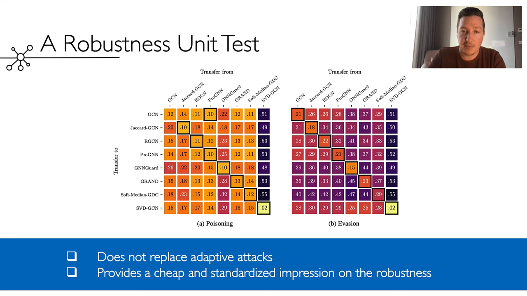Since we evaluated many models with different defense mechanisms and with multiple attacks, we have gathered a significant collection of perturbed adjacency matrices. We will provide a set of perturbed adjacency matrices that can be transferred to new defenses. While I cannot stress enough that this does not replace adaptive attacks, it can give a first, rather cheap and standardized impression on the robustness of a model. If a defense does not even pass this test, then you already know it's not robust.